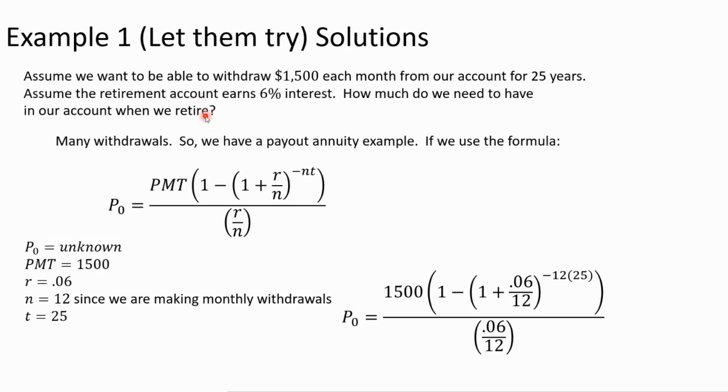I said retirement account. Off the top of my head, I don't know any other examples of payout annuities. I'm sure there are many examples though. But again, we're making many withdrawals. That's why it's a payout annuity. So we have our formula.